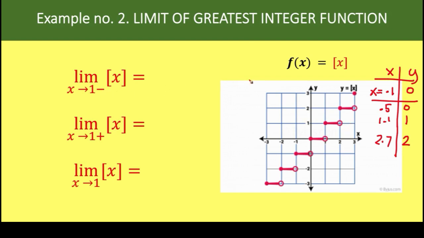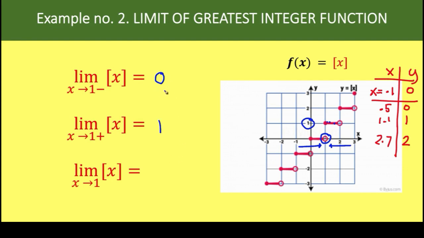Now, what is the limit of this greatest integer function as x approaches 1 from the left? So let's identify x equals 1. x equals 1 is this point. If we approach 1 from the left, the direction is going this way. What is the limiting value? The y value would be 0. So the limit here is 0. The limit of the greatest integer function of x as x approaches 1 from the right, so we are going this way, approaching 1 from the right, we now have this particular y value, which is 1. So the limit here is 1.